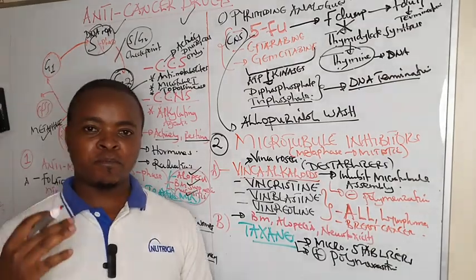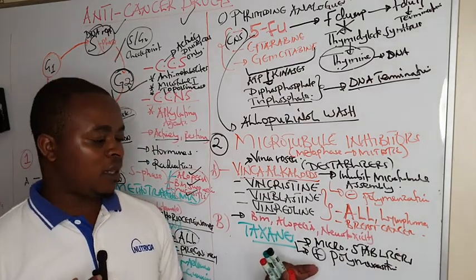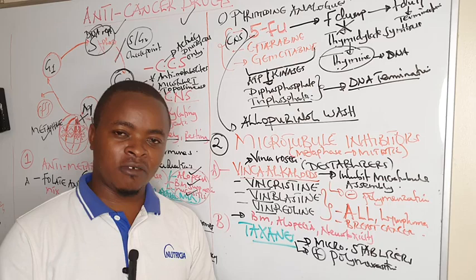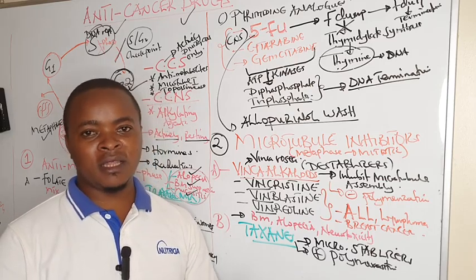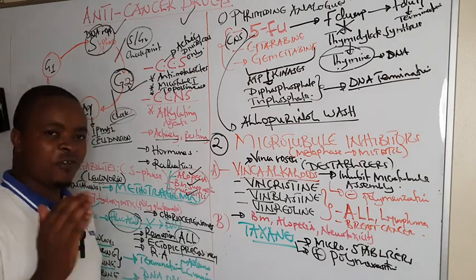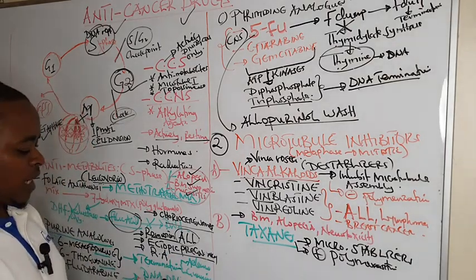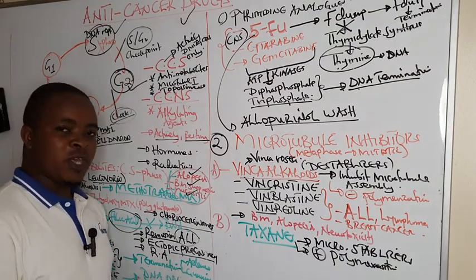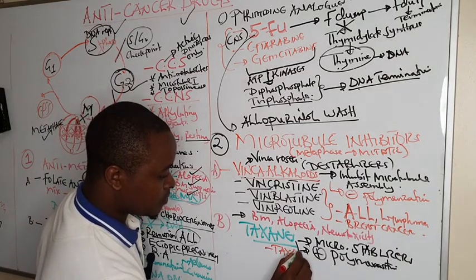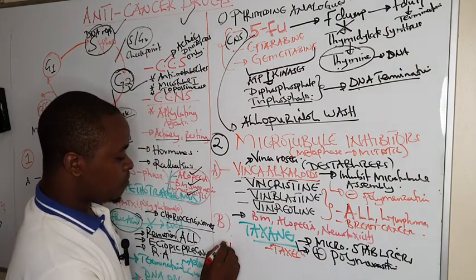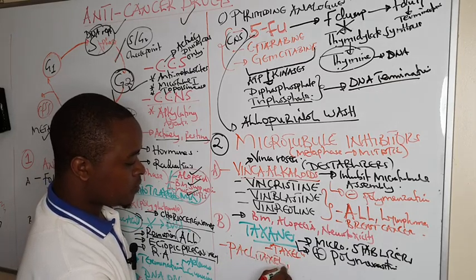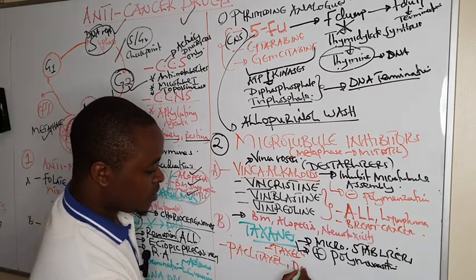So we are saying these drugs bind to the beta tubulins of the microtubules, causing polymerization, hence becoming stable, and they cannot pull apart during cell division. And these drugs are very cytotoxic, and examples end with the suffix taxel. Examples include paclitaxel and docetaxel.